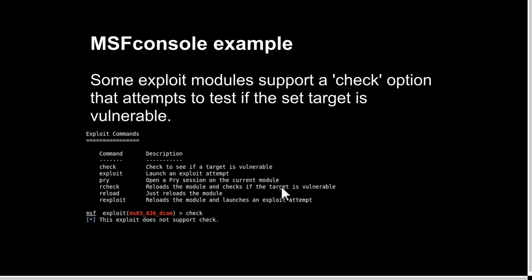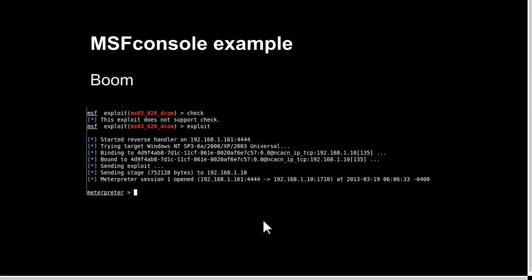There's two options that involve this. One that's not always supported is called check. Some exploit modules do support checking to see if the vulnerability actually exists on the target. However, it's something that the module author has to implement the functionality of, so it's not always there. What always has to be implemented is the functionality to exploit it. So in this instance, I issue check and it reports back that it does not support the check.